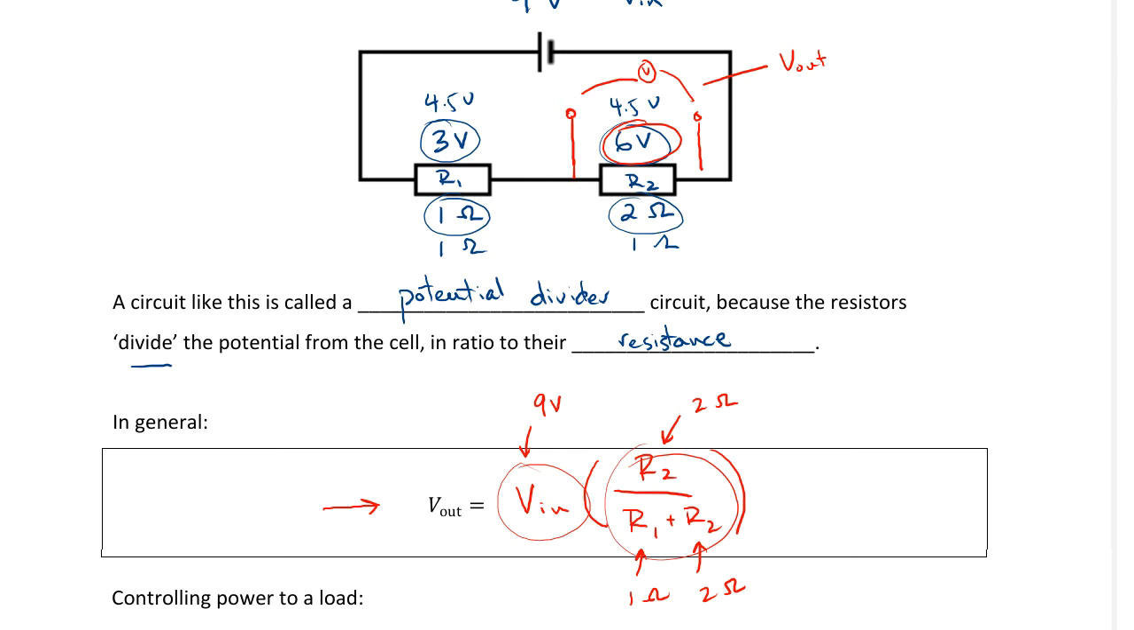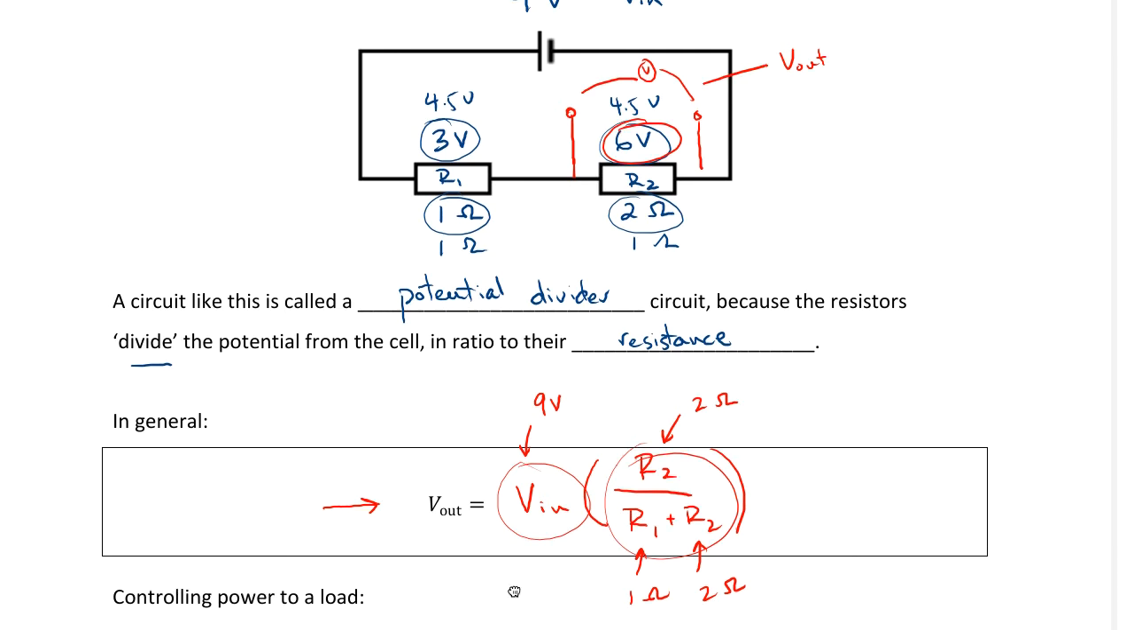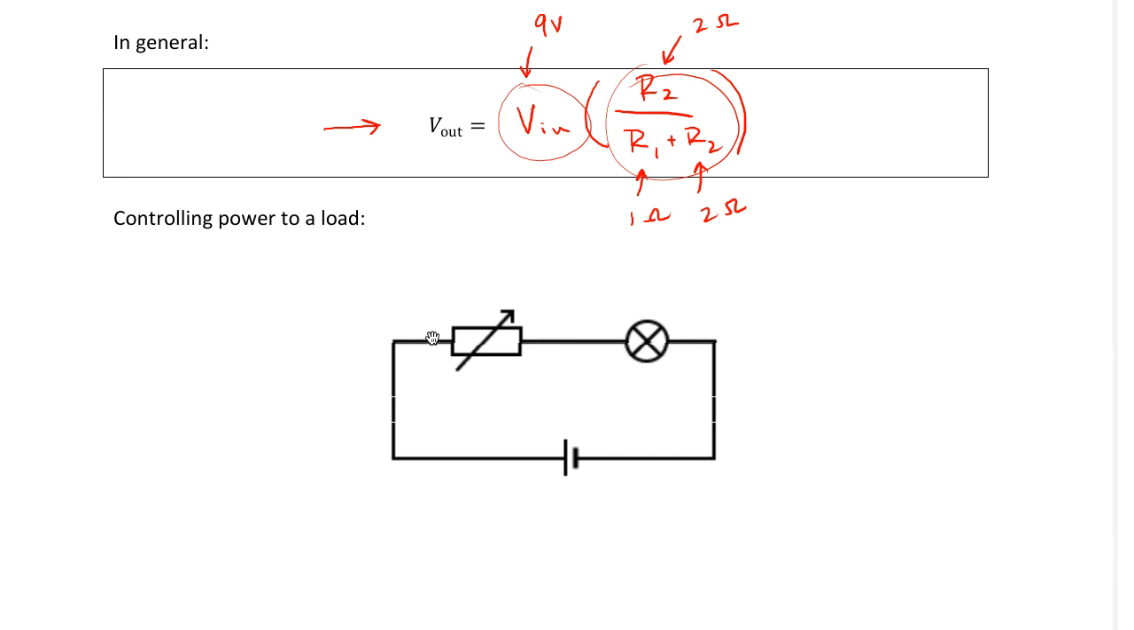Let's step back a moment and think about ways that we could control the power to a load. Here is one way. This symbol here is a variable resistor. That's what the arrow means, and this is our bulb or our lamp. And if we increase the resistance of this variable resistor, it's going to decrease the current overall, because remember that the potential difference supplied by the cell is equal to the total current out of the cell multiplied by the equivalent resistance of the whole circuit. If I increase the equivalent resistance of the whole circuit and the cell doesn't change, then I must be decreasing the current.